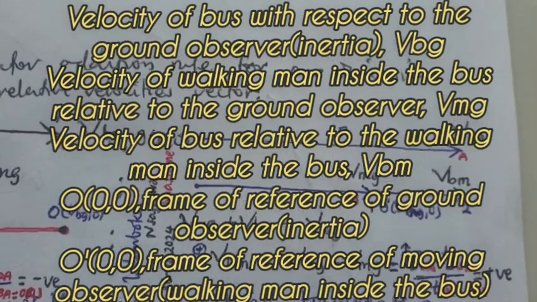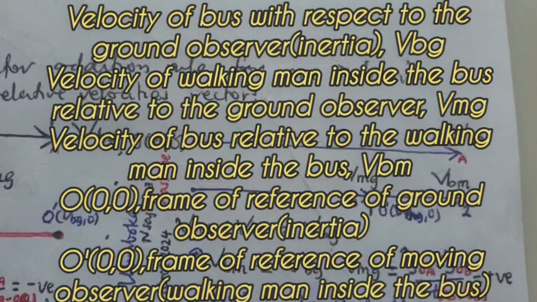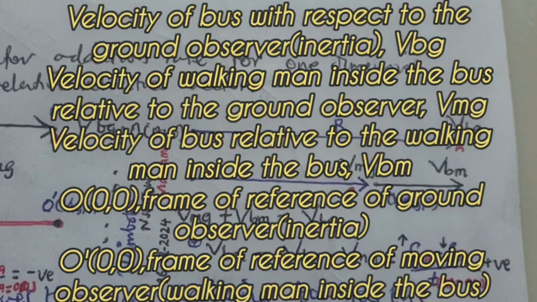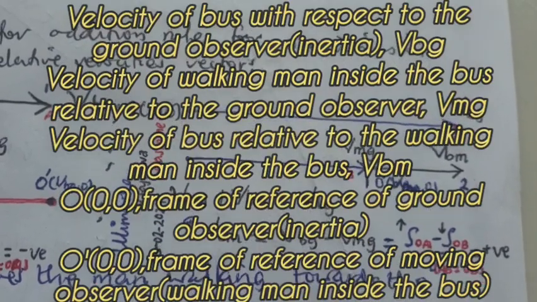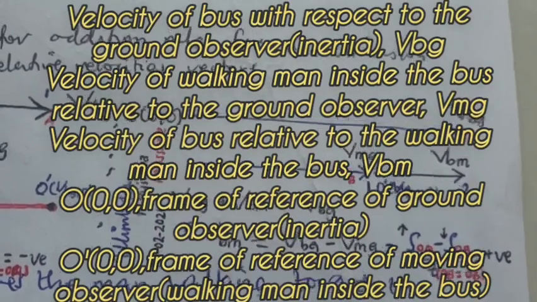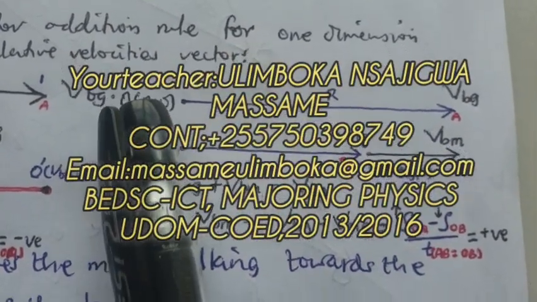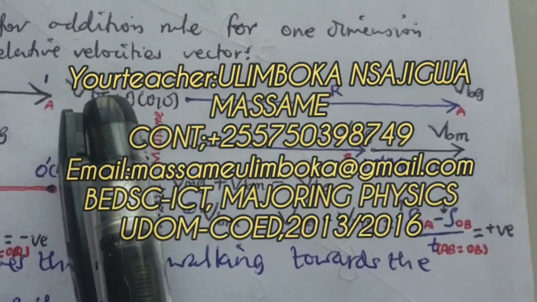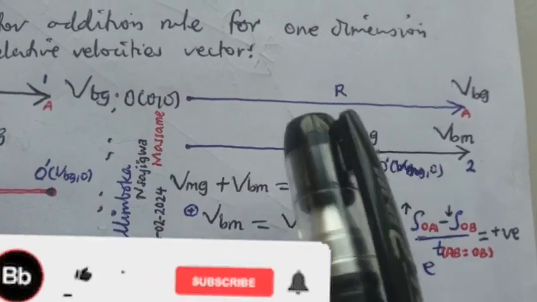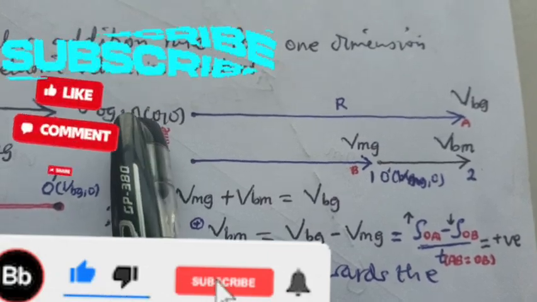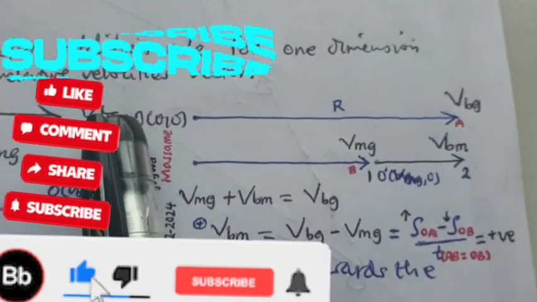For the first session, we saw the velocity of a man as recorded by a moving observer inside the bus, who is the driver. This time, we must study the velocity of the bus as recorded by the walking man inside the bus. As usual, we have two sets of frames of reference. We have a frame of reference for a stationary observer, and a frame of reference for a moving observer. The frame of reference for the stationary observer records the velocity of the bus with respect to the ground, with respect to him who is stationary at the ground.